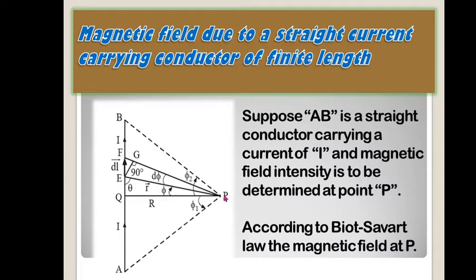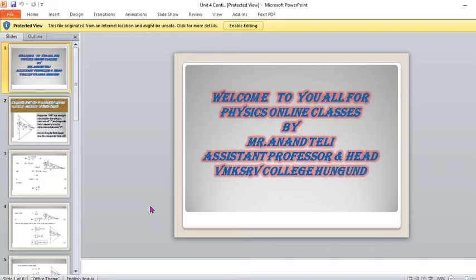Now I have considered the point P, from here to here, PF and PE. With respect to that, it makes an angle phi, and from here to here phi 2, and downwards phi 1. This is the radius from the current carrying conductor to the point P, that is capital R.